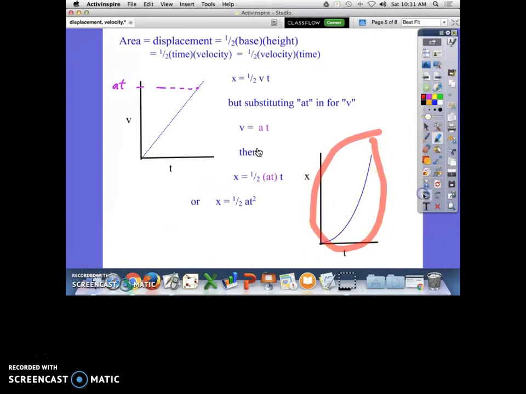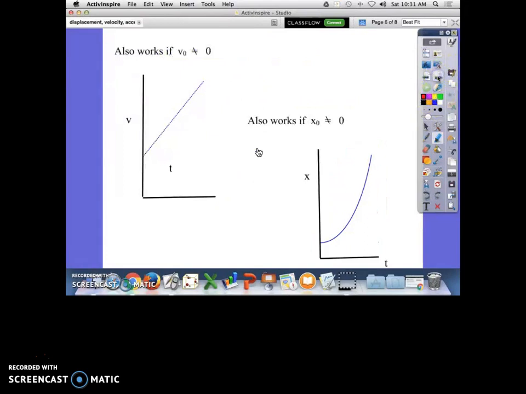But it doesn't have to be. It also works when x is not 0. There's 0, and there's where your starting x is.